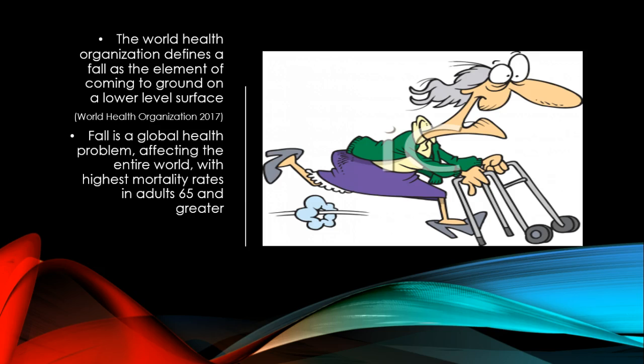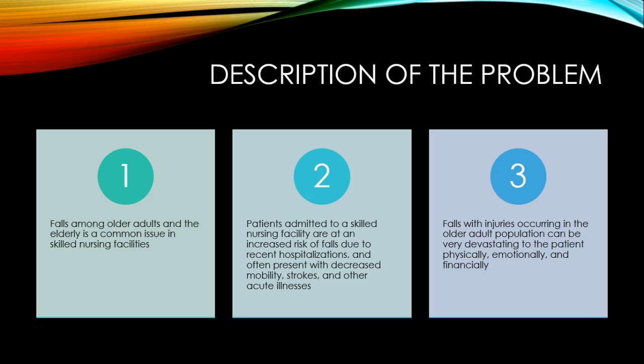The World Health Organization defines a fall as the event of coming to ground on a lower level surface. A fall is a global health problem affecting the entire world, with highest mortality rates in adults 65 and greater. So let's get a thorough description of the problem.